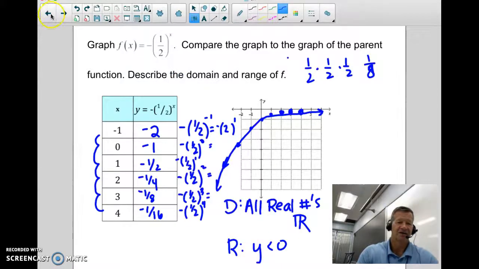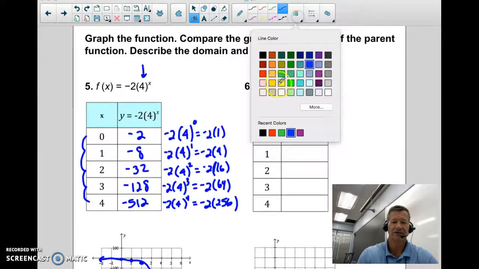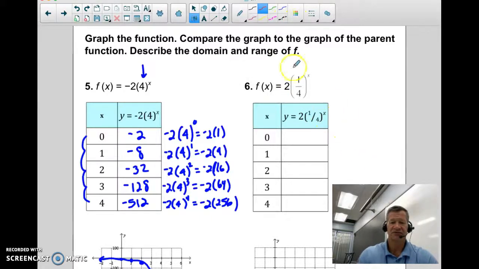Let's look at one more example here. Let me grab a different color if I could. Let's get red. How's that? All right. 2 times 1/4 to the x.